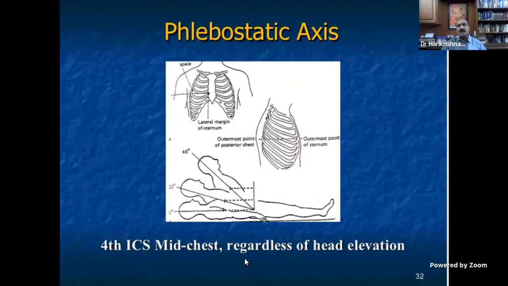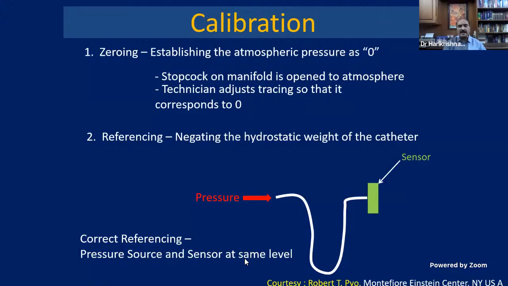All pressures should have a baseline or a normal, which is called the phlebostatic axis. The phlebostatic axis is the fourth intercostal space, mid-chest, regardless of head elevation and regardless of the position of the patient.